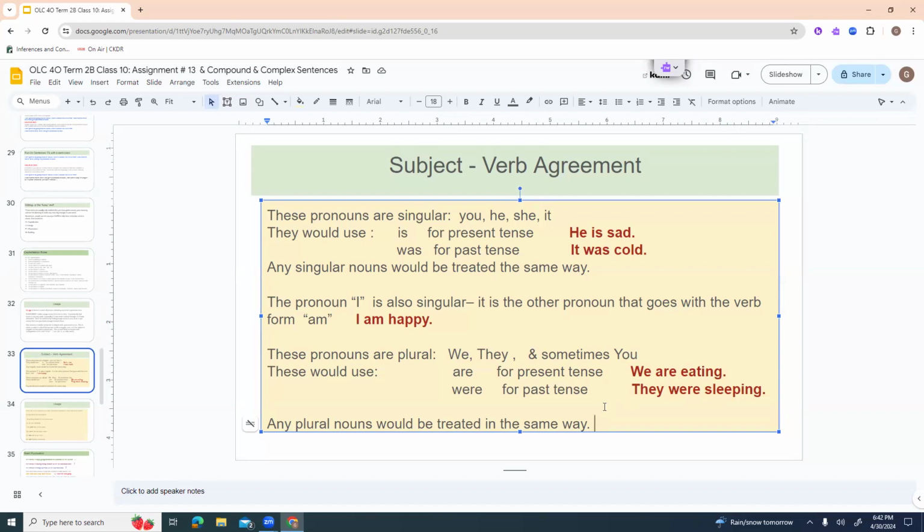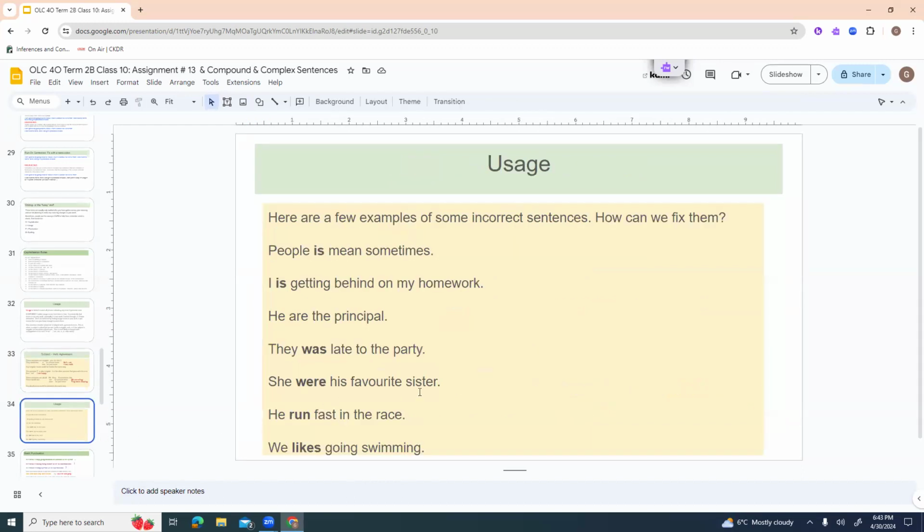Or there are some words that imply a group, like the word people. I can't say people is eating. Now, people all by itself is a plural word. I can say people are eating or people were sleeping, that kind of thing. So that's one of the ones that's kind of tricky, when a noun is already plural without the S, and that can confuse people sometimes.